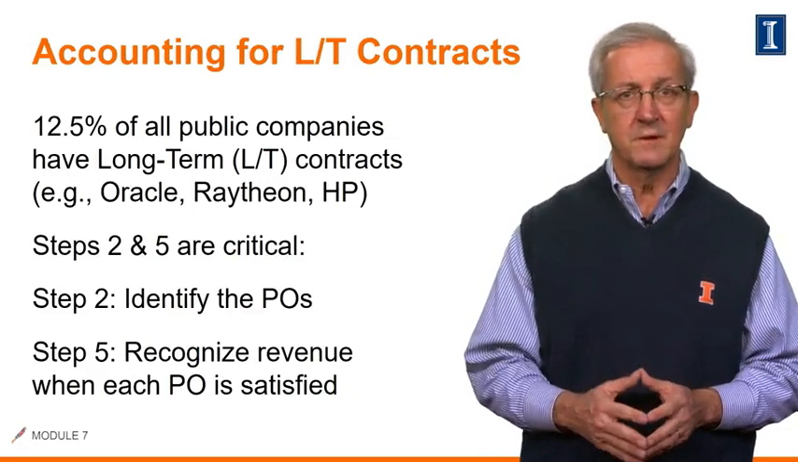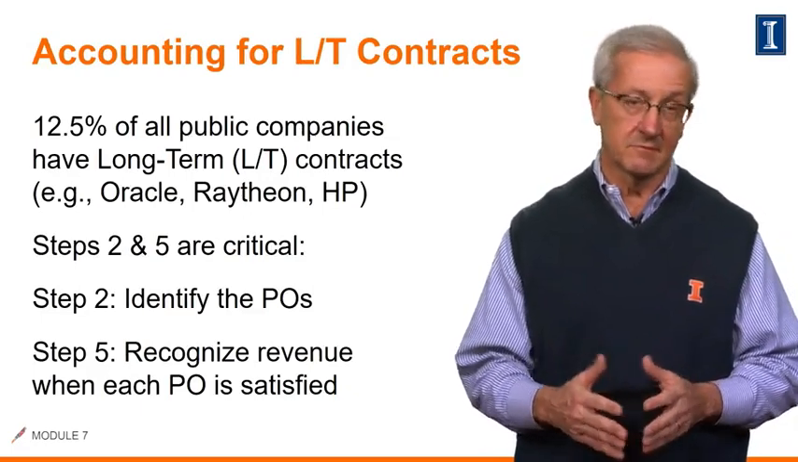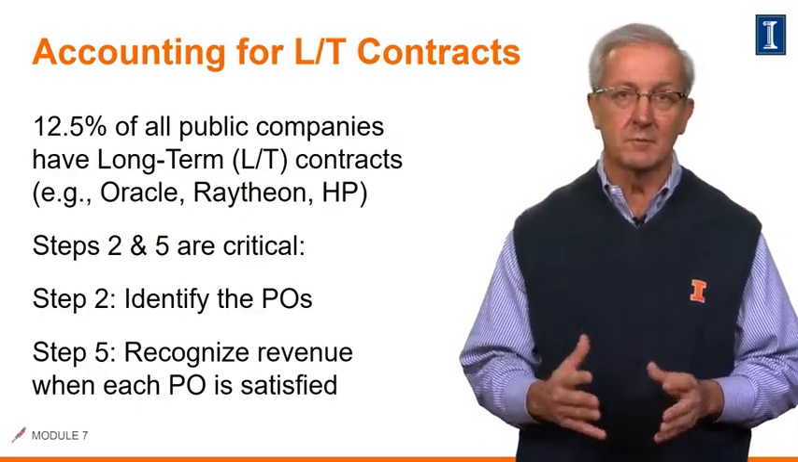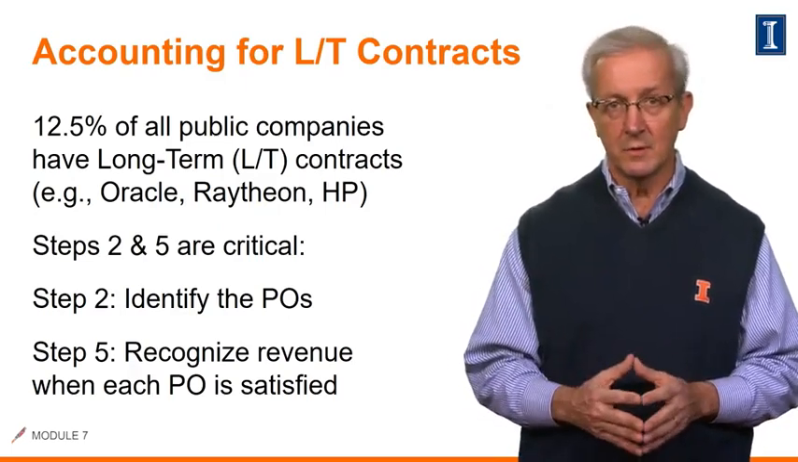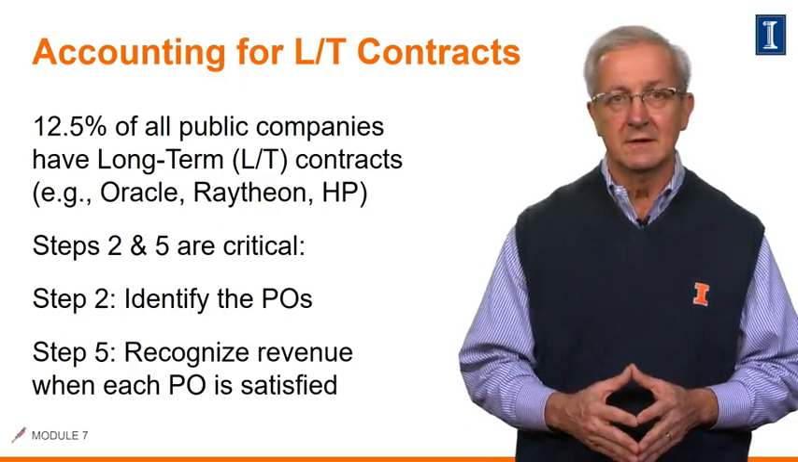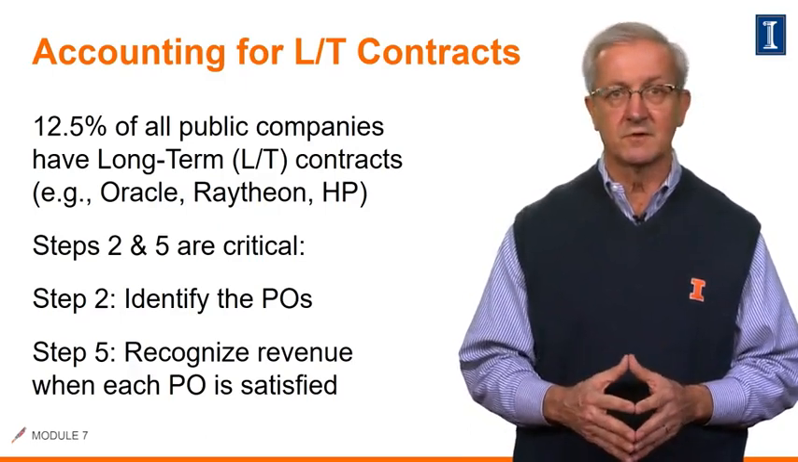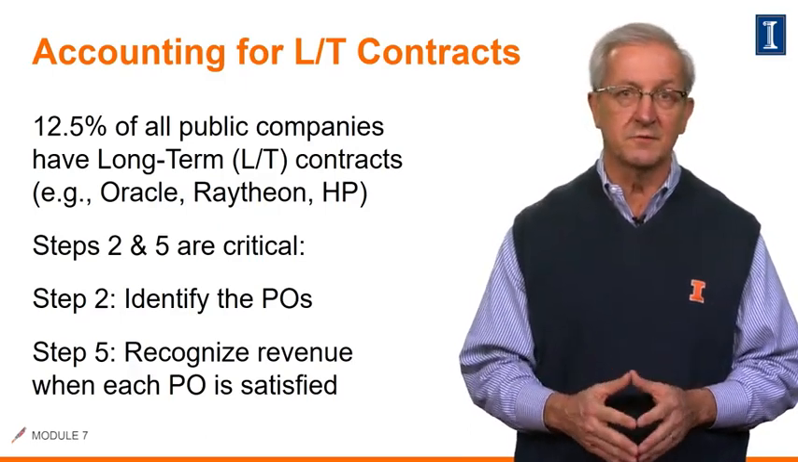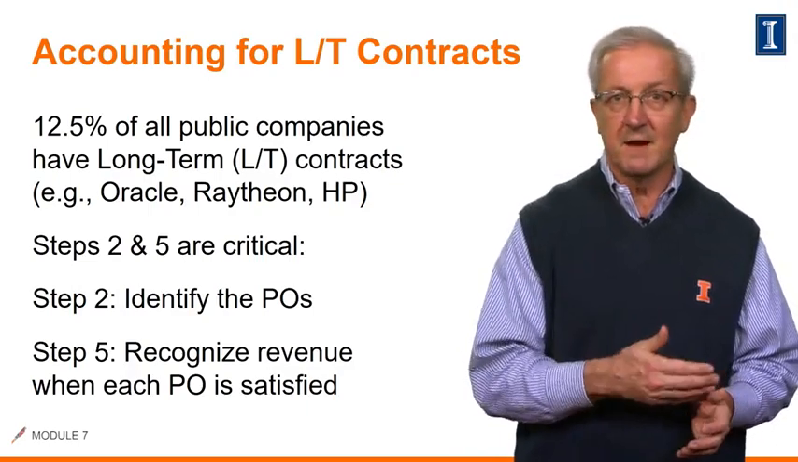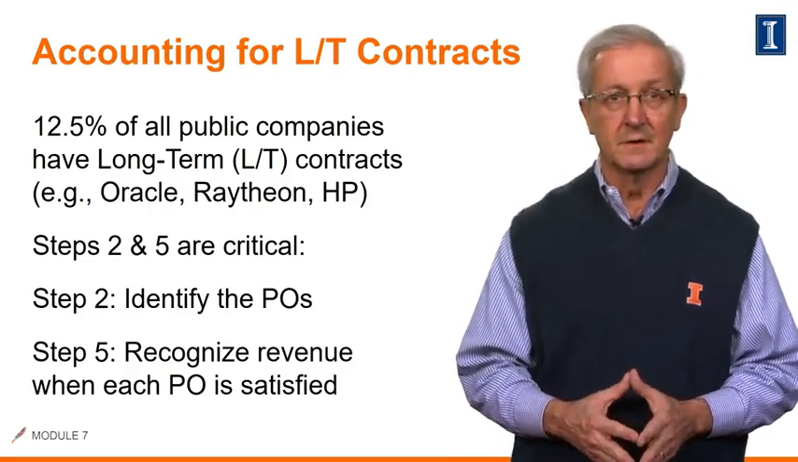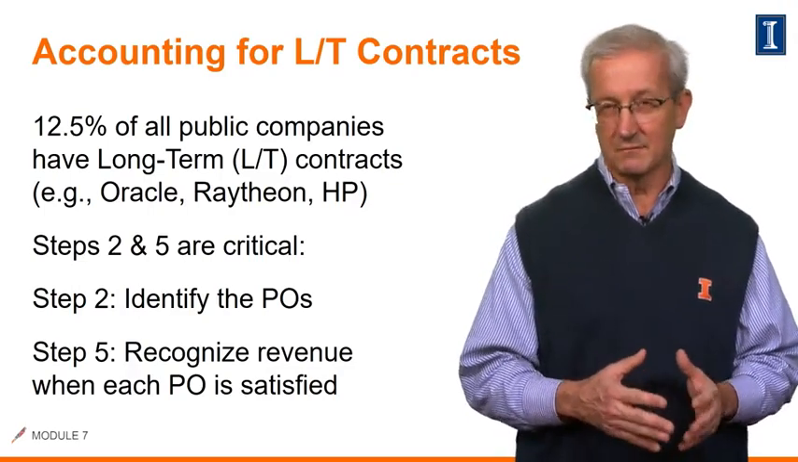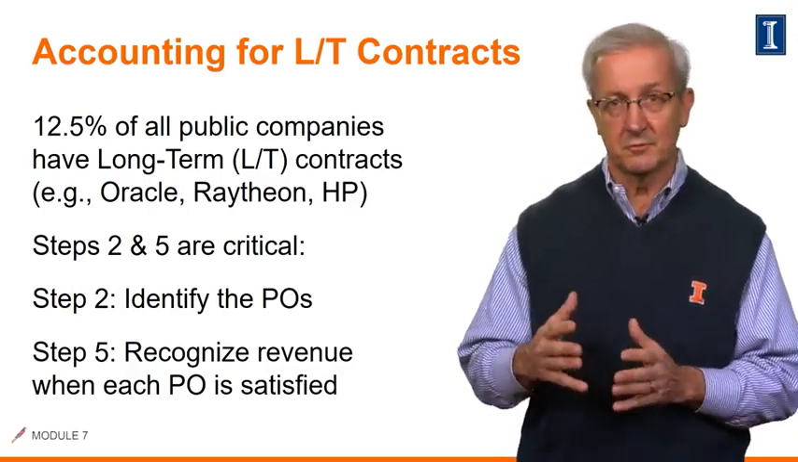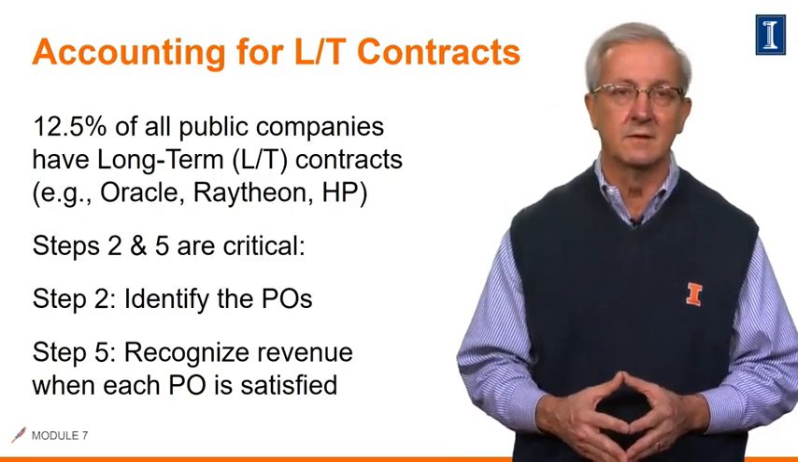It's important to note that 1 out of every 8 public companies, or roughly 12.5%, have long-term contracts. So they're very common. Such companies would have been Raytheon, Oracle, and Hewlett-Packard. In dealing with these type of long-term construction contracts, the most critical part deals with steps 2 and 5 of the 5-step process we just reviewed. Step 2 is to identify the performance obligations. Step 5 is to recognize the revenue when each of those performance obligations has been satisfied.